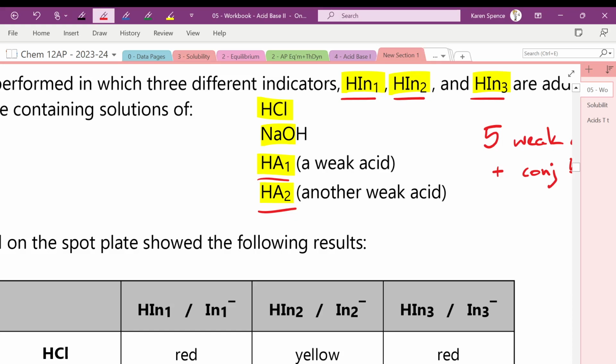What form of HIN1 is red? Tell your partner. What form of HIN1 is red? Is it HIN1 or IN1 minus? Which one is red?